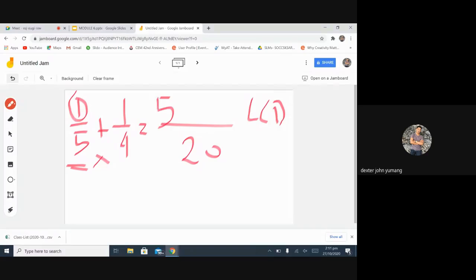Next, copy the sign, which is positive. Ito po yung sign, positive. Next, 20 divided by 4. That is, ilang pong 4 meron sa 20? That is 5. Then, i-add mo sa 1. 5 plus 1 is 6. Ganun po. So, 5 plus 6 equals 11 over 20.